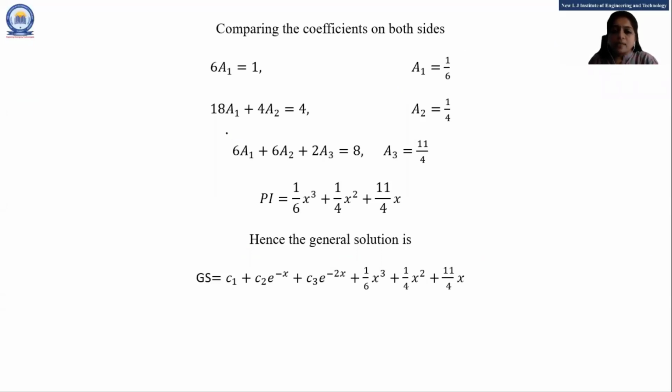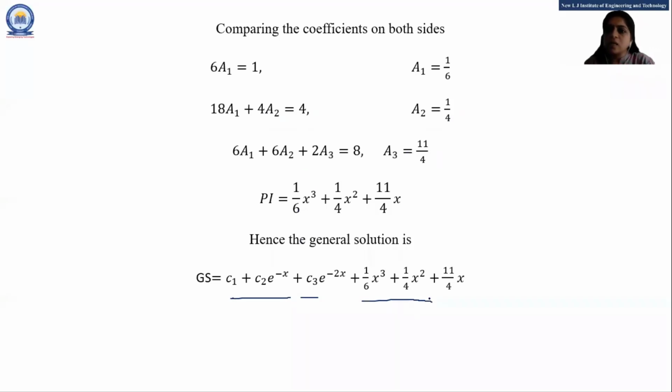For the multiple of x, 18a1 plus 4a2, the right hand side is 4. So after simplification, the value of a2 is 1 by 4. And similarly, by comparing constants on both sides, the value of a3 is 11 by 4. So our particular integral is this. And the general solution is complementary function plus particular integral.